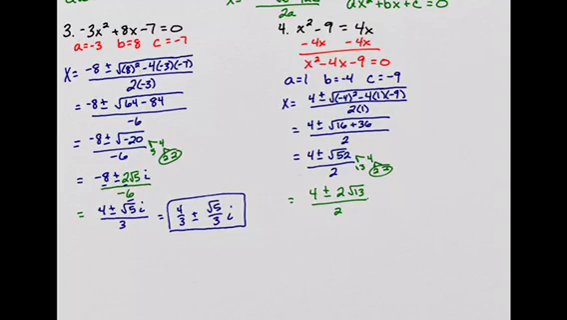So now here, the 4 and the 2 and the 2 are all even, so I can divide all those by 2. So I would get 2 plus or minus the square root of 13. I could technically write it over 1, but I don't need to. So I can just leave my answer like that.